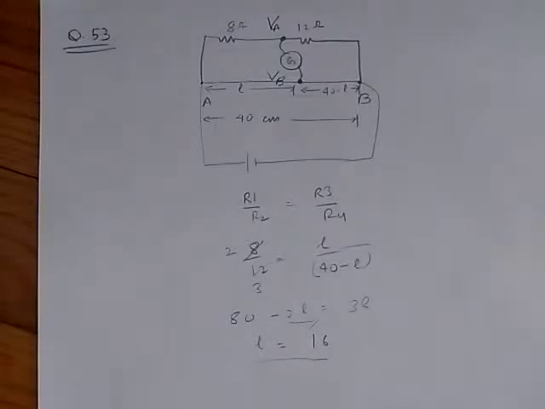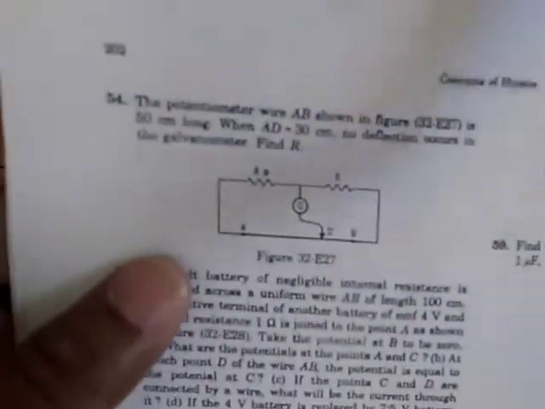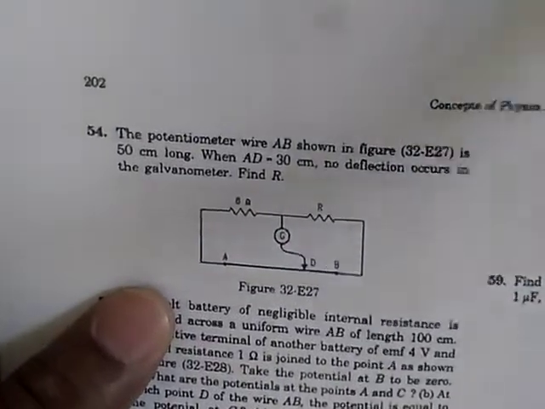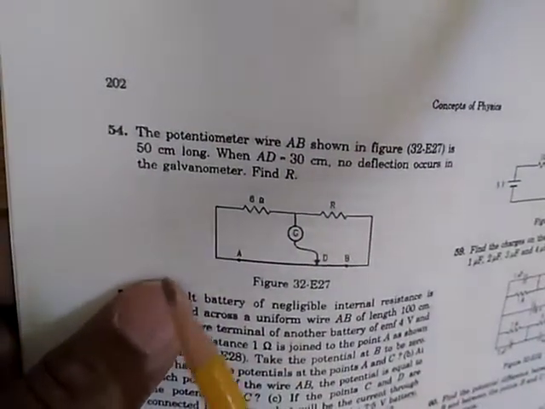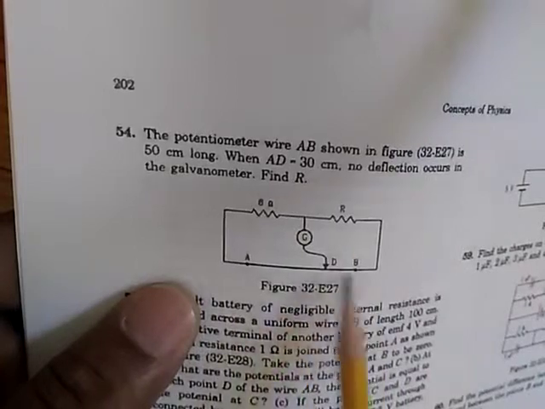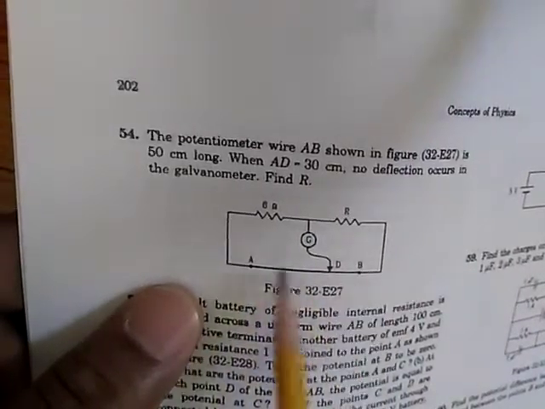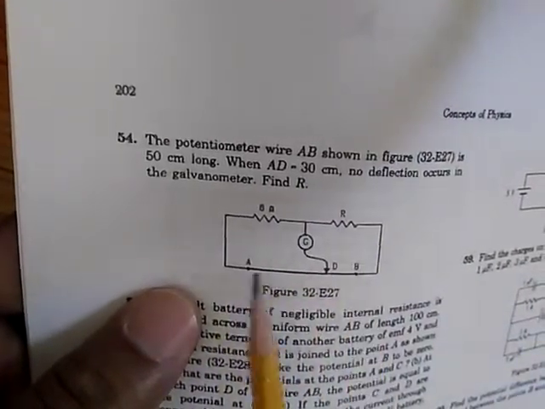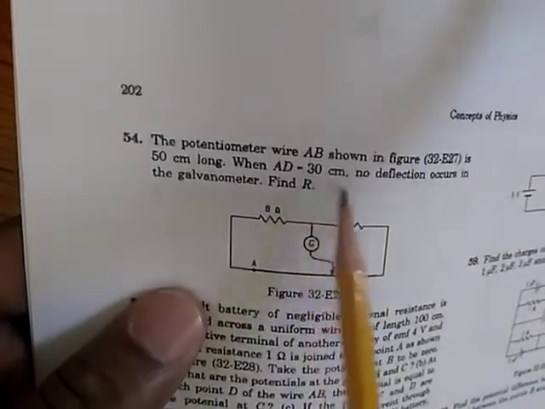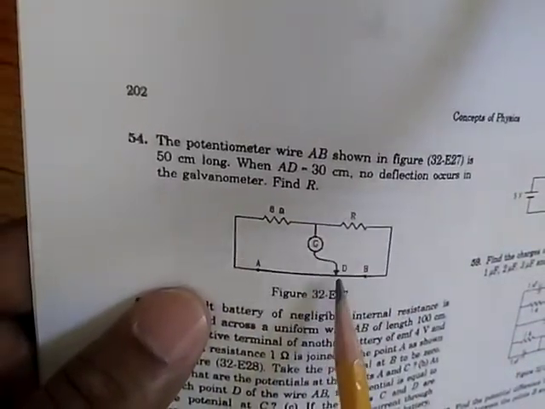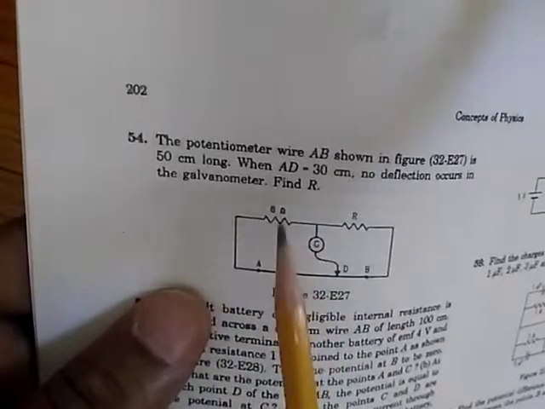So we have a similar problem, number 54. Right here, and in this problem it's the same or similar problem. The potentiometer wire is 50 centimeter long from A to B, and when AD is equal to 30 centimeter, there is no deflection in this galvanometer, and we need to find the value of R.